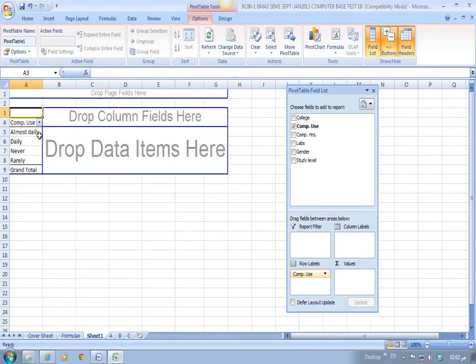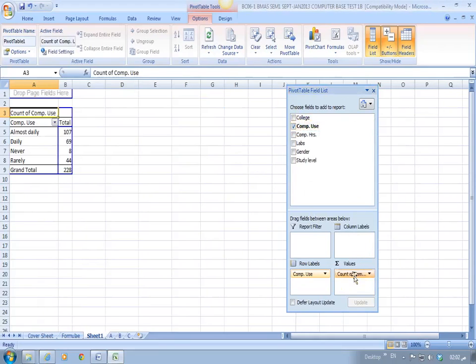I want to see how many people said they use the computer almost daily, and daily and never and rarely. So I want to count that. I will move this use of computer field and put it here, and then it will give me the count. Here it means that there are about 107 using the computer almost daily, then daily 69, and never 8, and rarely 44.